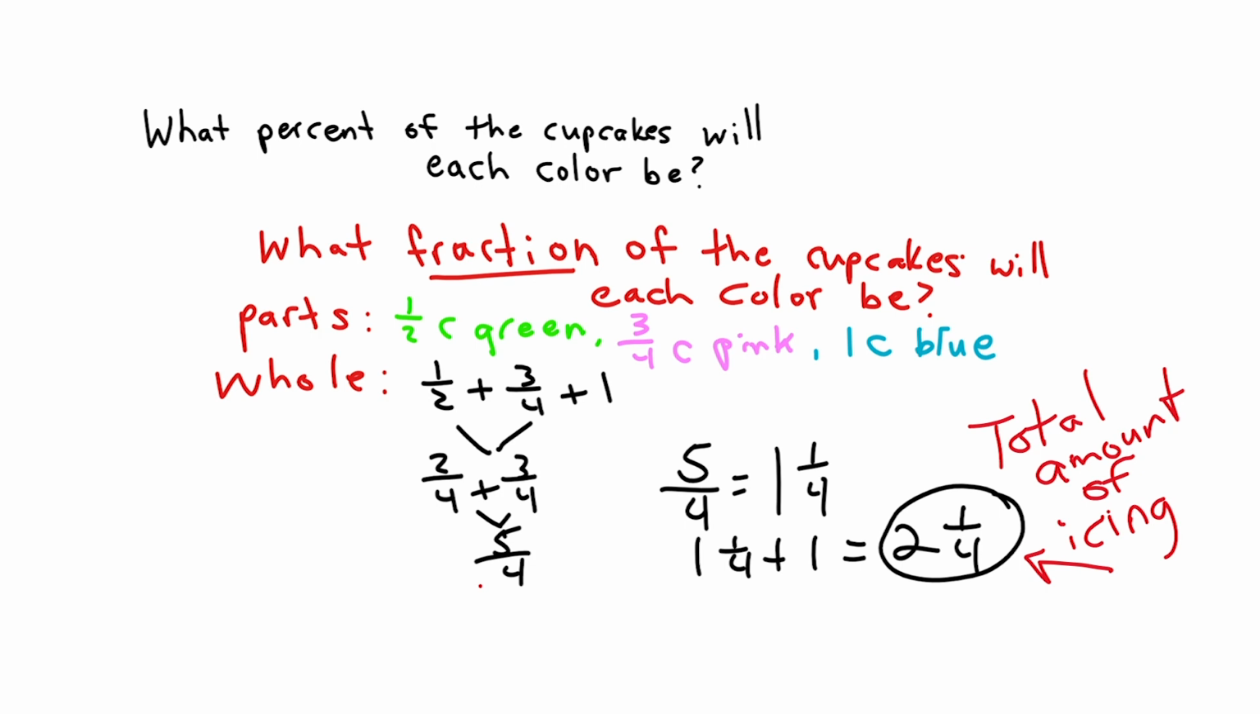So how much total icing do we have? Well, in order to figure out the total, we simply add all of those parts together. So 1/2 plus 3/4, I can have a common denominator in order to add the 1/2 and 3/4 to get 5/4. 2/4 plus 3/4 is 5/4, and if I turn that into a mixed number, that would be 1 1/4, and if I add that back to the 1 cup of blue icing, I have 2 1/4 cup total icing.